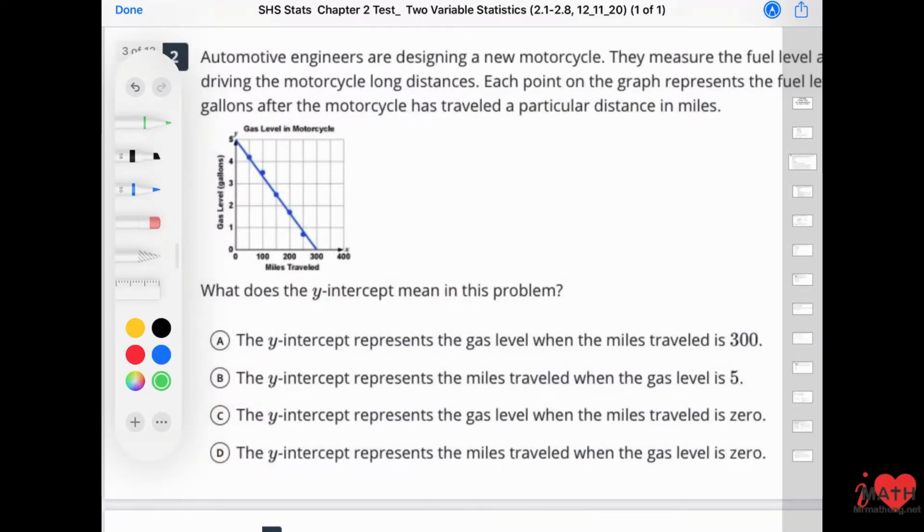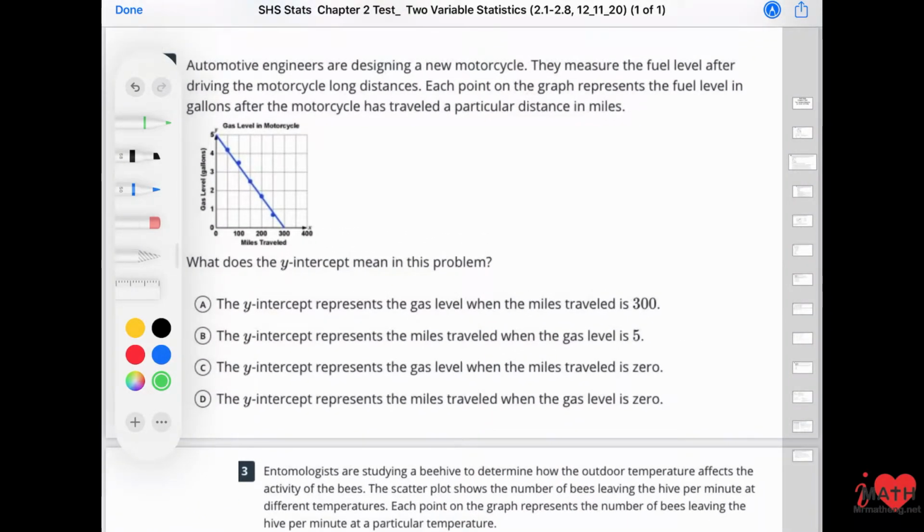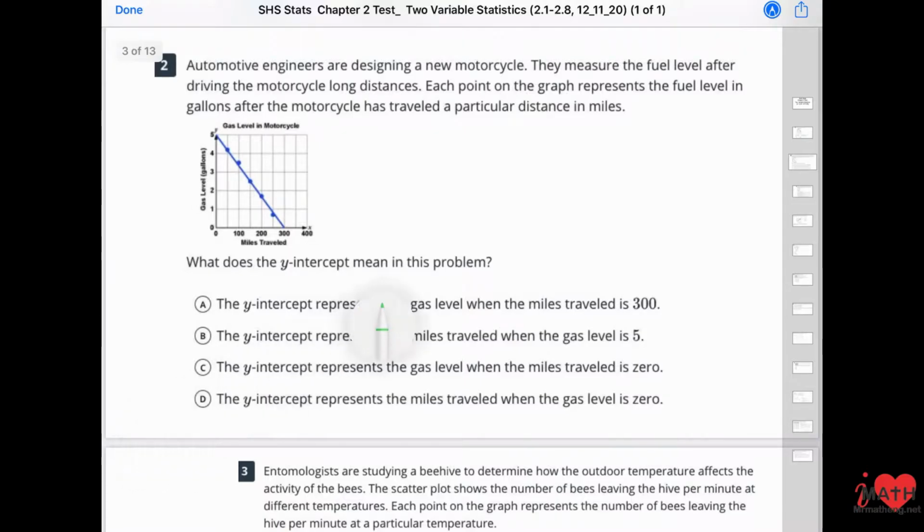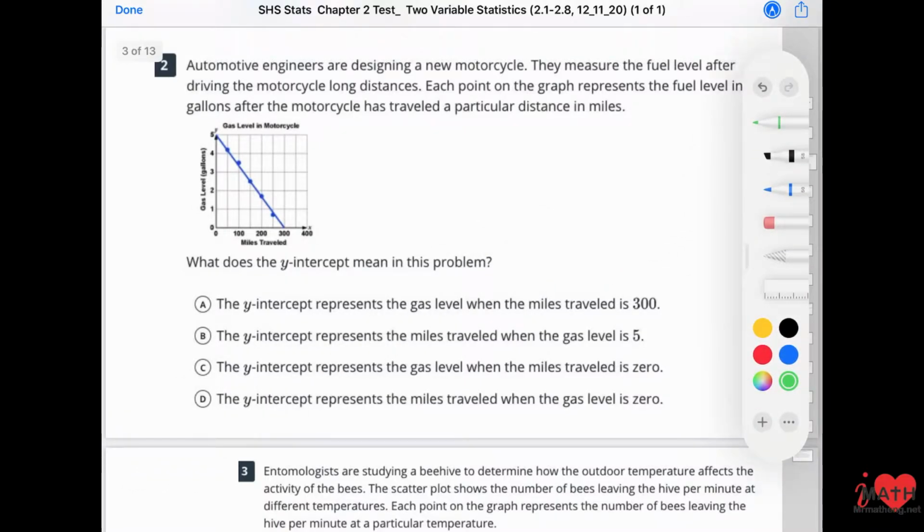All right, question number 2. The automotive engineers are designing a new motorcycle. They measure the fuel level after driving the motorcycle long distances. Each point of the graph represents a fuel level in gallons that the motorcycle has at a particular distance in miles. What does the y-intercept mean in this problem?